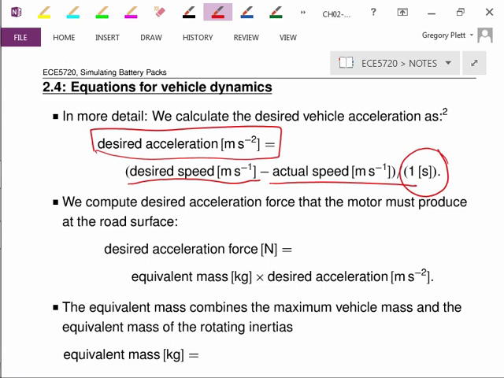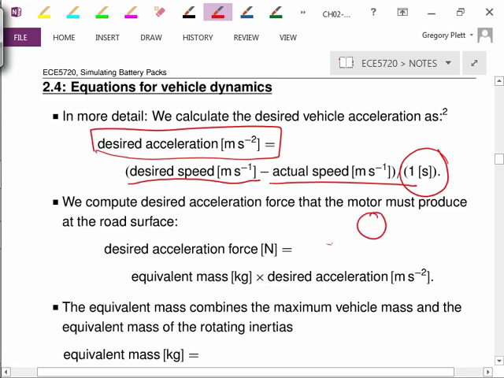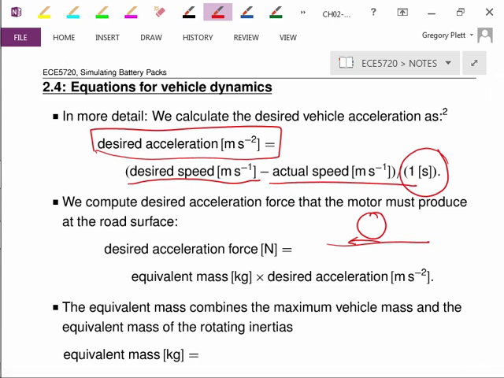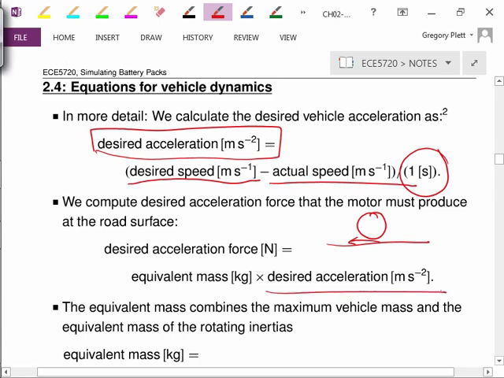Once we have the desired acceleration, we use Newton's law to compute a desired force that must be produced at the road surface. So I've got a tire on the road, and there's some kind of a force that needs to be applied there. Now it's divided over some number of wheels, I suppose, but the total force that's required. And Newton says force equals mass times acceleration. So I take the desired acceleration from the first step and I multiply by the so-called equivalent mass of the vehicle to get the desired acceleration force.